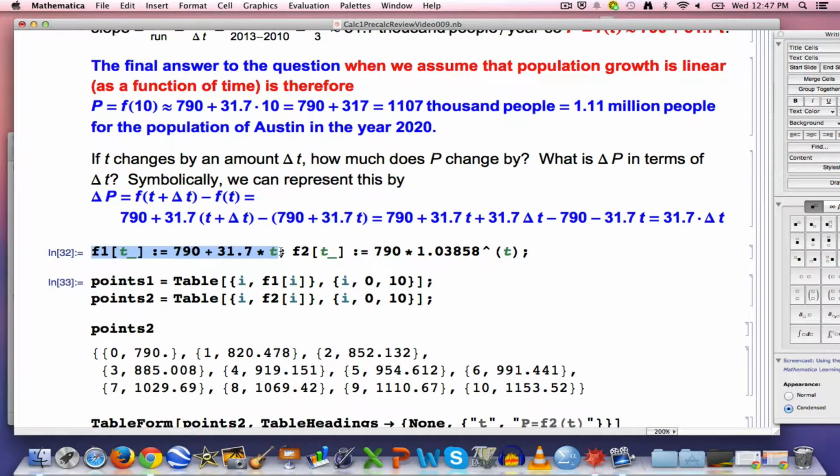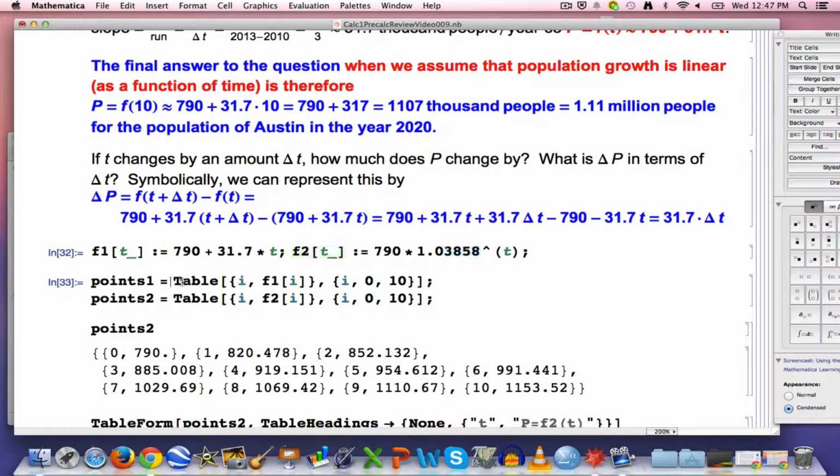f1 of t is the linear function, 790 plus 31.7 times t. 790 is the initial population in the year 2010 in thousands of people. 31.7 is the yearly growth rate, 31.7 thousand people per year. That's constant, and this generates a graph that's a straight line. f2 of t is the exponential growth function. Again, the initial population, 790, is there. Now it gets multiplied by 1.03858 to the t power, which reflects the fact that on average the population of Austin, Texas is growing at 3.858% per year, based on the two data points that we had.